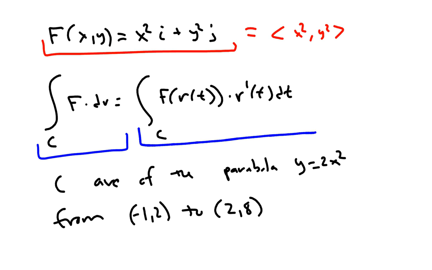To be practical about it, this is usually what we do to compute them. We find some function r of t, which represents the curve we're traveling along, and we sub that into our vector function up here above, and then we proceed with a dot product with the derivative, r prime of t, and go from there. So that's what I want to do.